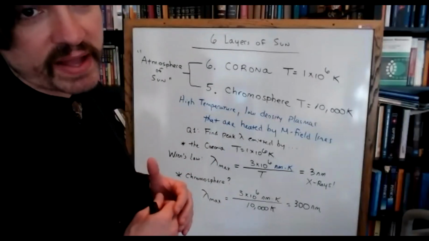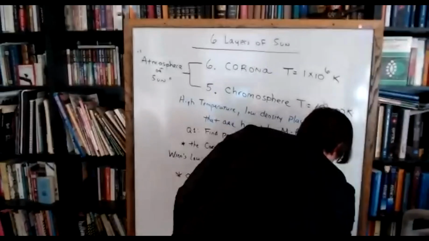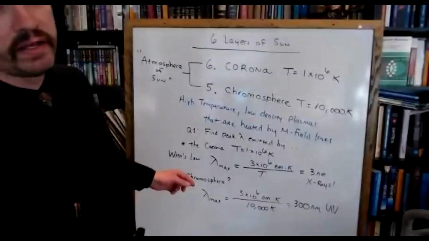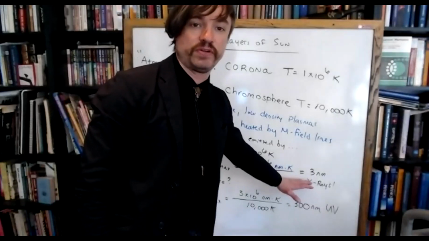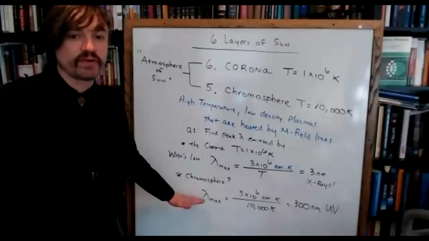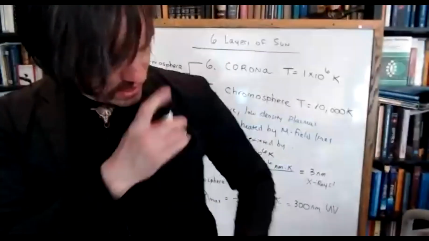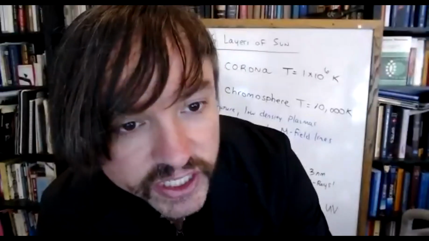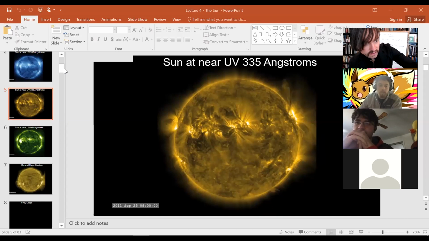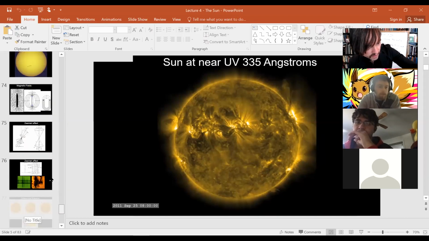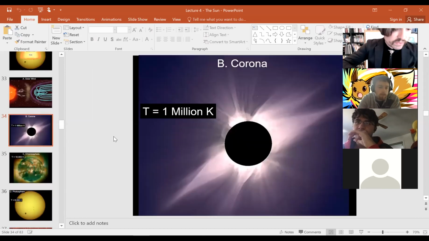What regime of the electromagnetic spectrum is 300 nanometers? UV. So you can see the message that I'm trying to give to you guys is that the corona is principally emitting its light in the X-ray portion of the spectrum because it's super hot, whereas the chromosphere is emitting its peak wavelength in the ultraviolet portion of the spectrum. Let's see that in action in my slideshow by sharing my screen. And allow me to show you a picture of the sun at ultraviolet wavelengths.